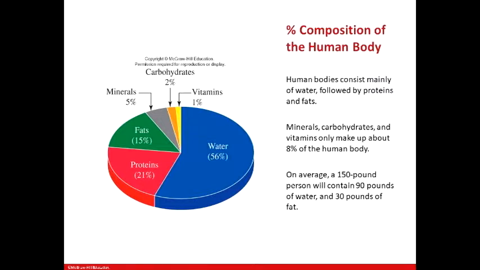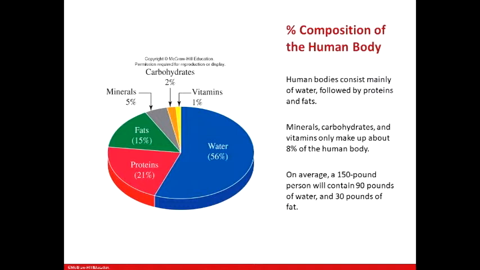So what is the composition of the human body? Well, that's important to understand. Look, you're mostly water. 56% water, 21% proteins, you have 15% fats, then you have minerals, carbs, and vitamins. This is what your body makes up. So you really are water. Okay, 56%, over half of what makes you is water. Human body consists mainly of water, followed by proteins and fats. I expect you to at least know that trend and know that you're greater than 50% water.